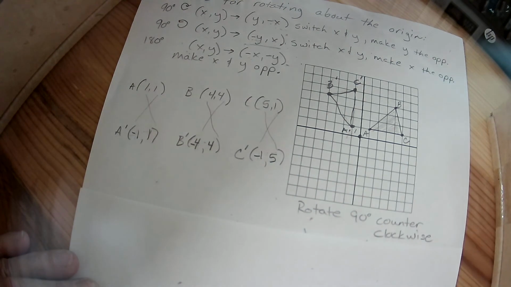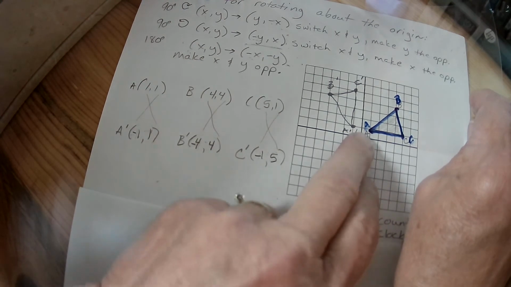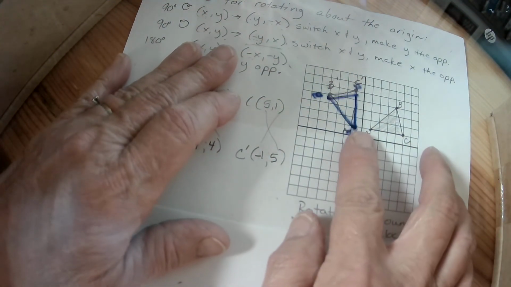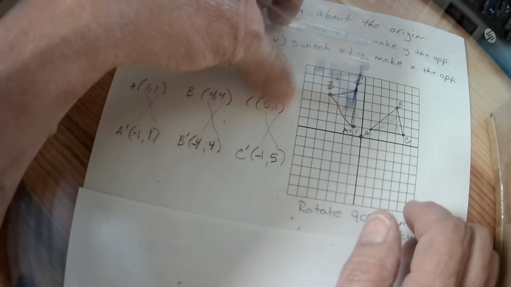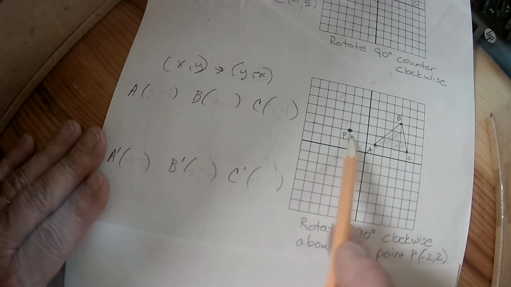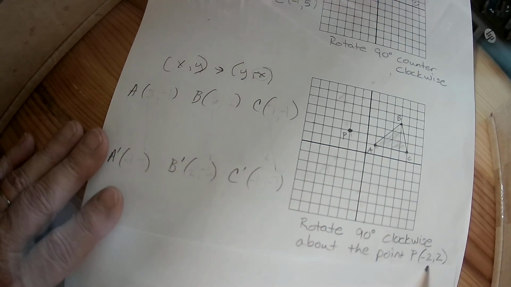Okay. And if you want a visual of how that happens, picture that we're going counterclockwise 90 degrees, and there we are. All right, let's try a different example. This time we're going to rotate clockwise, but we're not going to rotate around the origin. We're going to rotate around a different point. P is the center of rotation, and it's located at -2, 2.